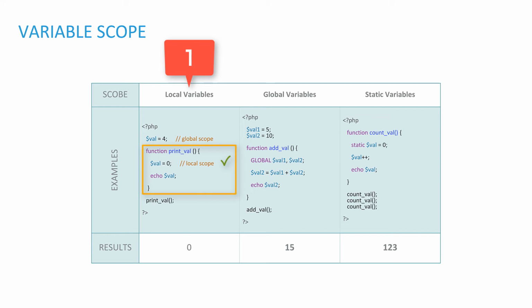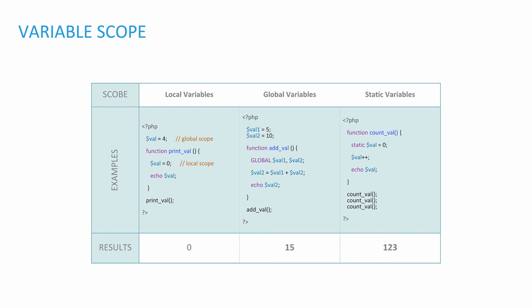Unlike the val variable that has been declared outside the print_val function, it is considered a global variable. So when calling the print_val function inside the PHP script, it will print the value 0 that is stored in the local variable val, not 4, which is inside the val variable that is outside the print_val function.